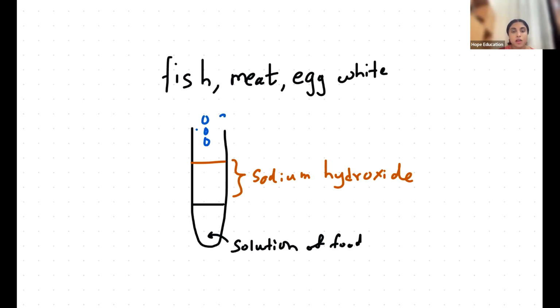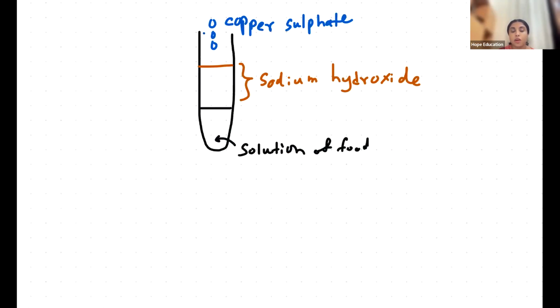Few drops of copper sulfate. So what is the observation here, Lamai? What is the observation that you can take here? It turns purple color. Yes. Like a dark blue, it looks like a purple color. It's a purple color. So if you get a purple color, you know that there are proteins.